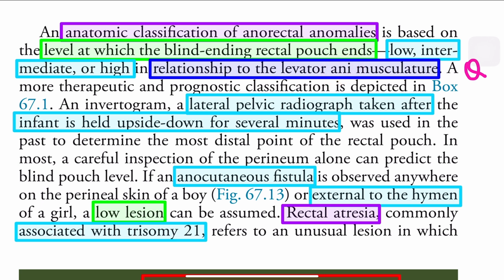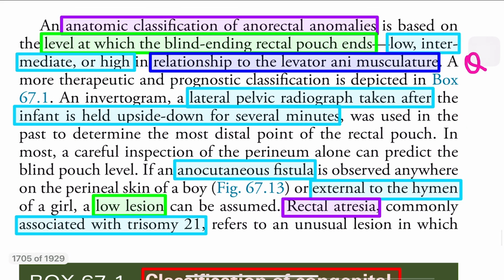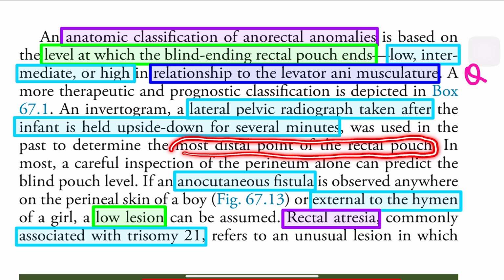Then when you diagnose this, you have to take the lateral pelvic radiograph. The lateral pelvic radiograph is taken after the infant is held upside down for several minutes. So keep the patient upside down and take the lateral pelvic radiograph. It was used previously to determine the most distal part of the rectal pouch.